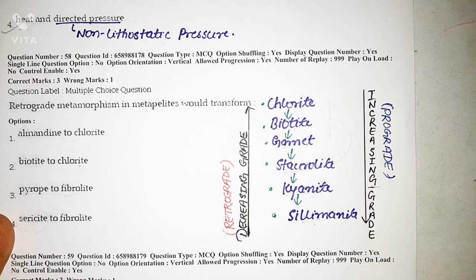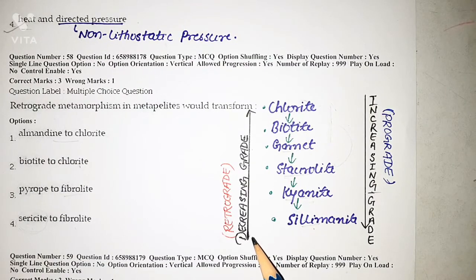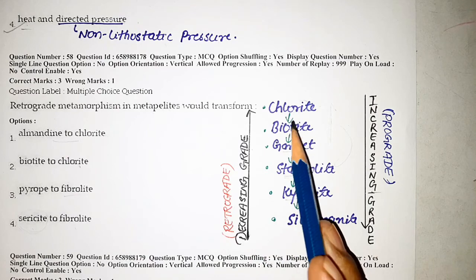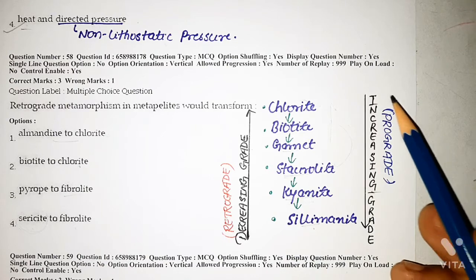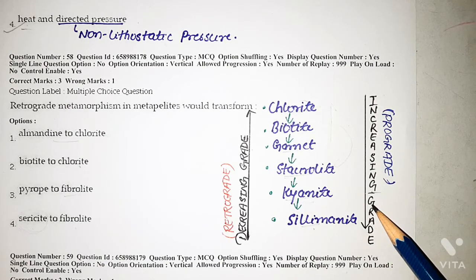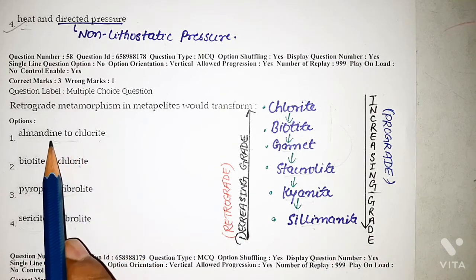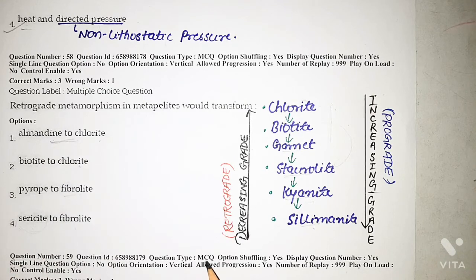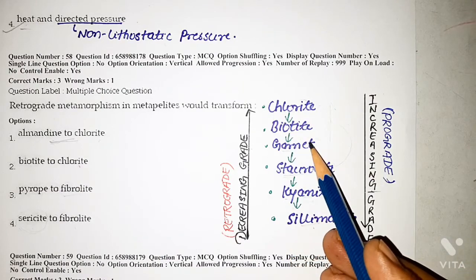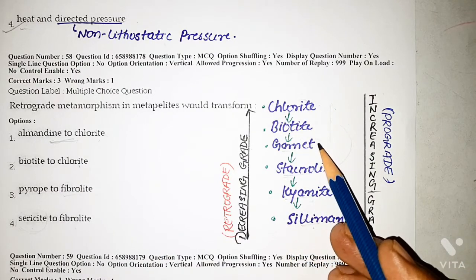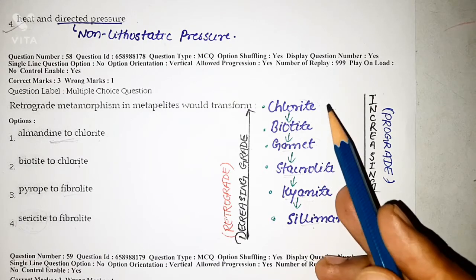Now, first option is almandine to chlorite. If the transformation of minerals takes place from higher temperature to lower temperature, this will result in retrograde metamorphism. But if transformation of minerals takes place from lower to higher pressure temperature condition, it will result in prograde metamorphism. Almandine is a garnet mineral, and the garnet zone is here and chlorite is here. So the transformation of almandine to chlorite takes place from higher pressure temperature condition to lower pressure temperature condition. So this is an example of retrograde metamorphism.